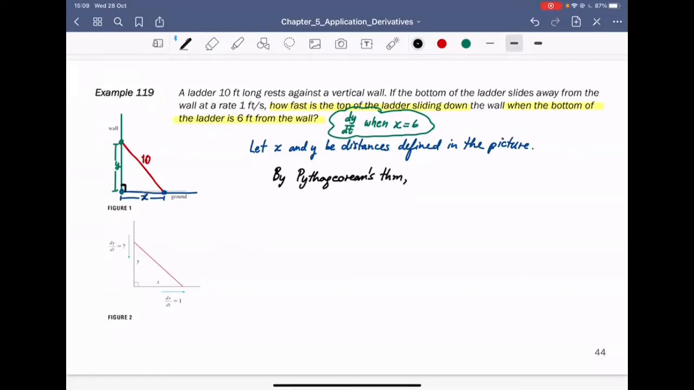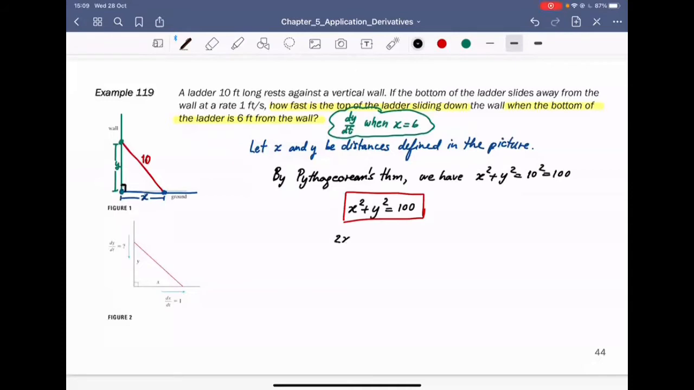So we have x squared plus y squared equal to 10 squared, which is 100. This is going to be our relationship between the two variables. If you want to find dy by dt, for sure we need to differentiate this. We're going to differentiate it using the implicit differentiation technique.